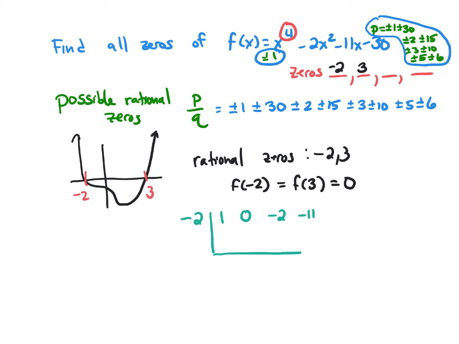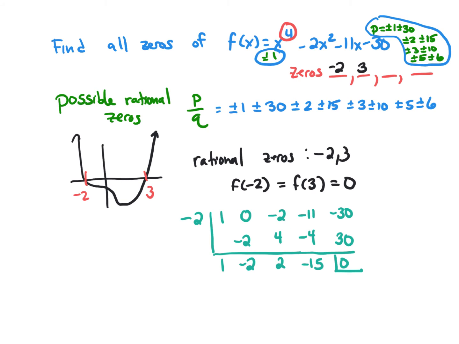-2, -11, and -30. Now I'll do the synthetic division, and hopefully I will get a remainder of 0. If I don't have a remainder of 0, then my graph is wrong. So I get 1, -2, -2, 4. -2 and 4 is 2. -2 times 2 is -4. Negative 11 plus negative 4 is negative 15. Negative 2 times negative 15 is 30. And there is my remainder of 0.